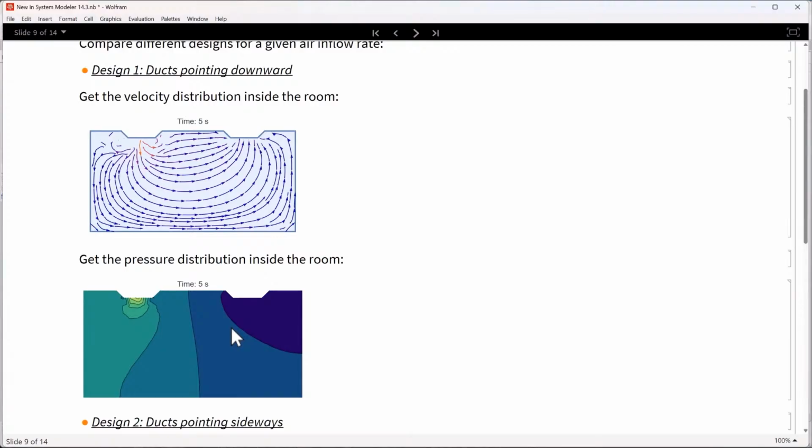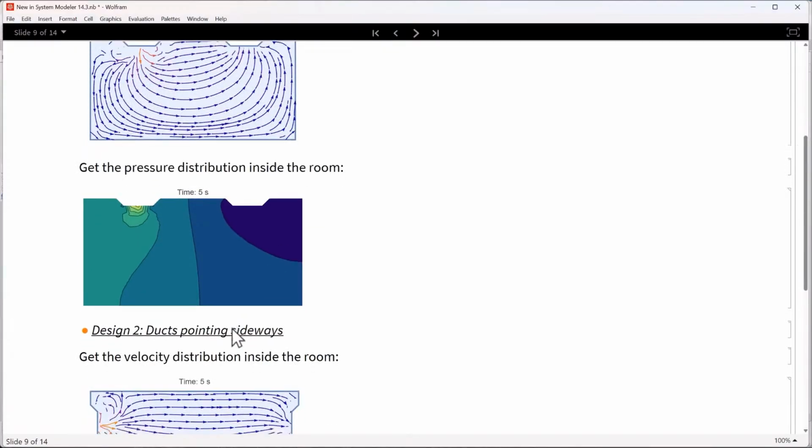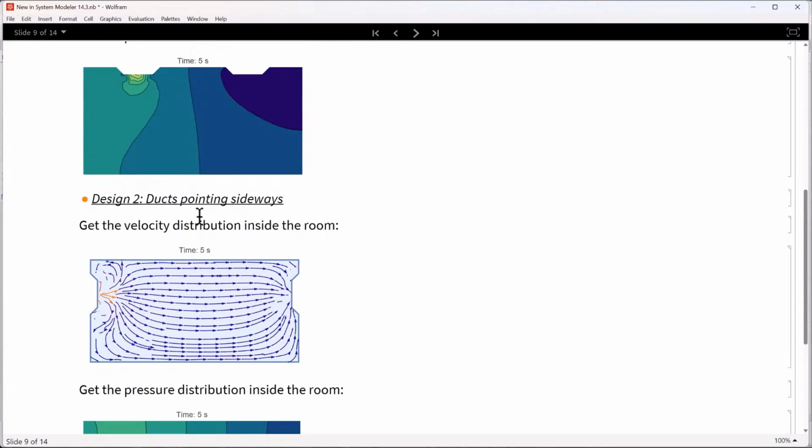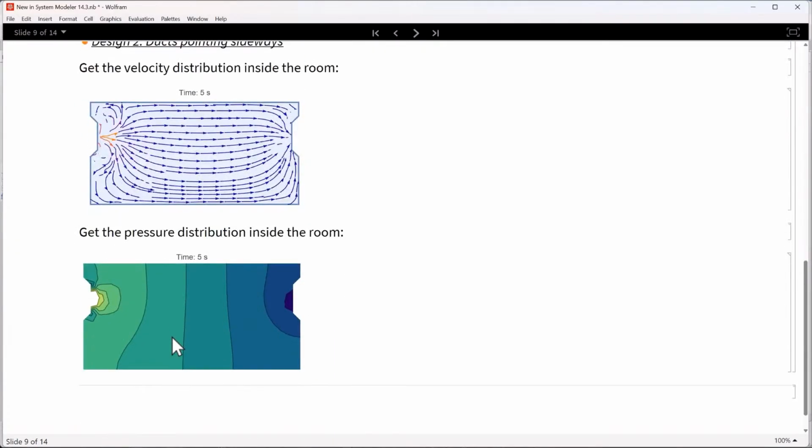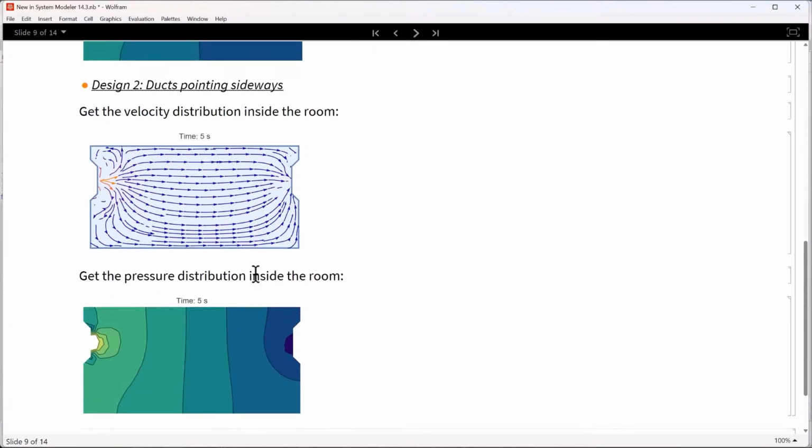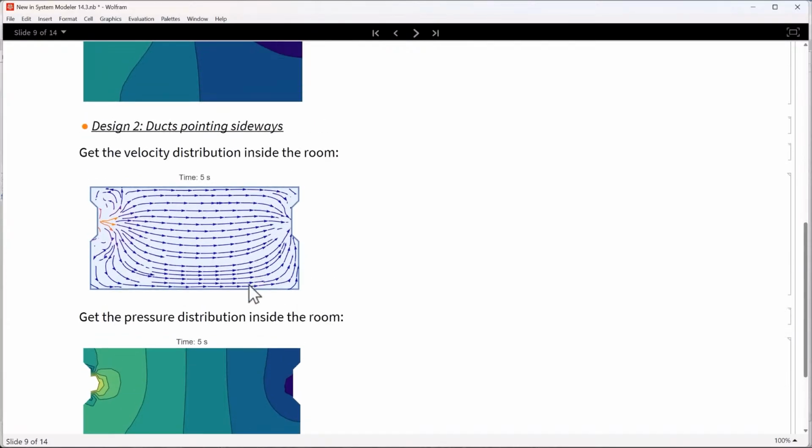And in scenario 2, when the ducts are pointing sideways, velocity distribution is smoother, mixing is more even, and pressure is balanced across the room. Now, as the HVAC designer, you can clearly weigh the trade-offs. Downward ducts are cheaper to install but less effective. Sideway ducts improve comfort but require more ductwork and cost.